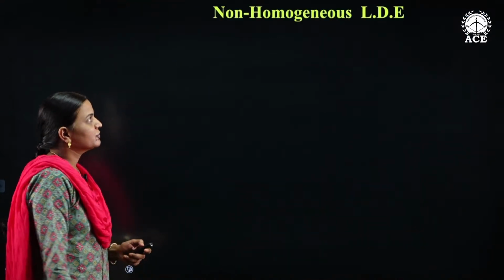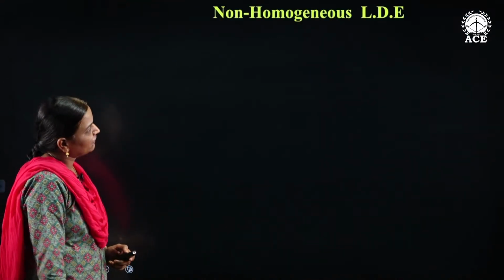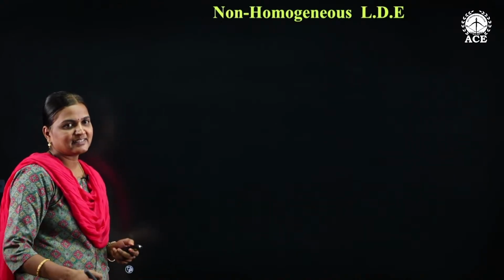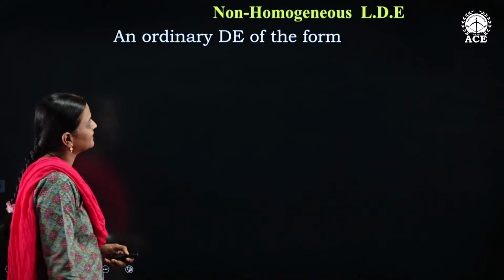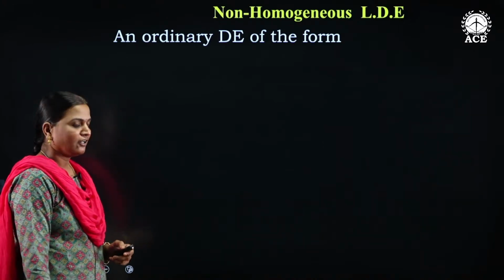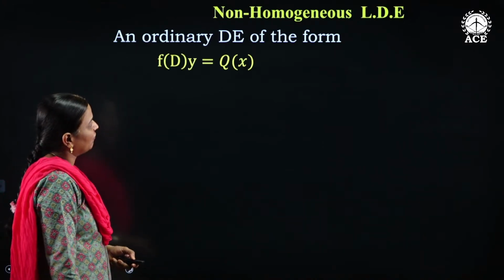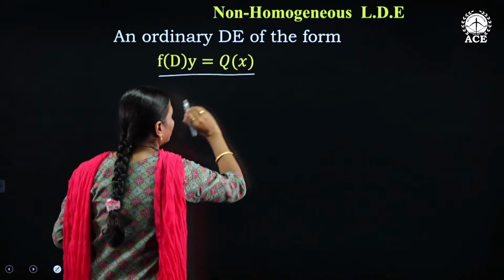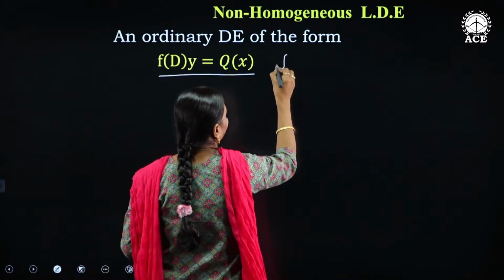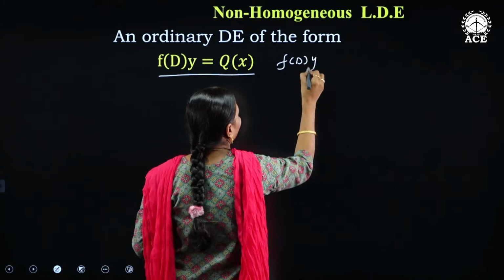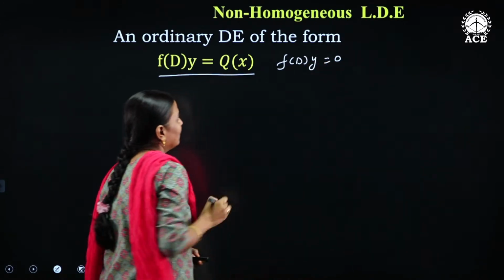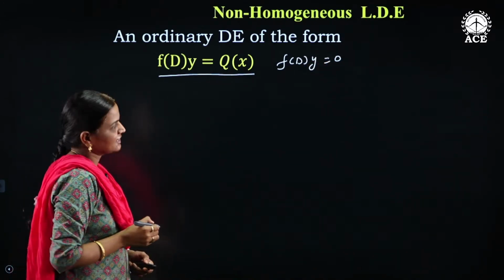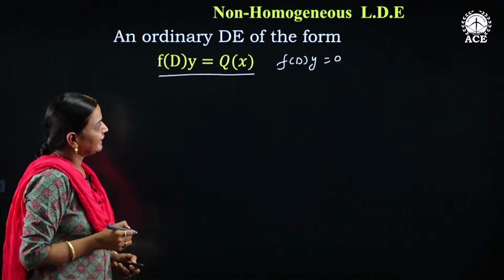Next, how to solve a non-homogeneous linear differential equation. First of all, what is the standard form of a non-homogeneous differential equation? An ordinary differential equation of the form f of D into y is equal to q of x. What is the homogeneous differential form? f of D into y is equal to 0.